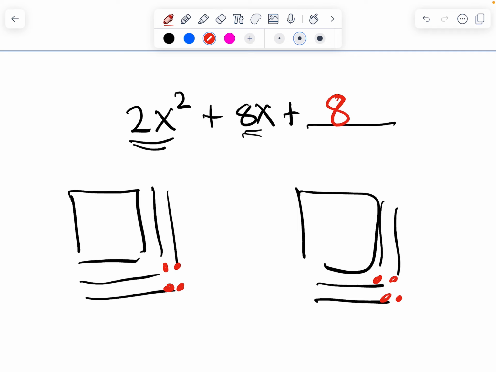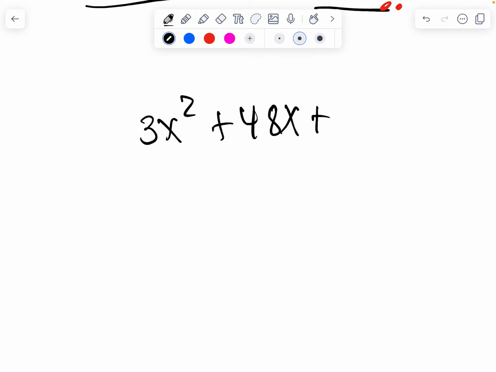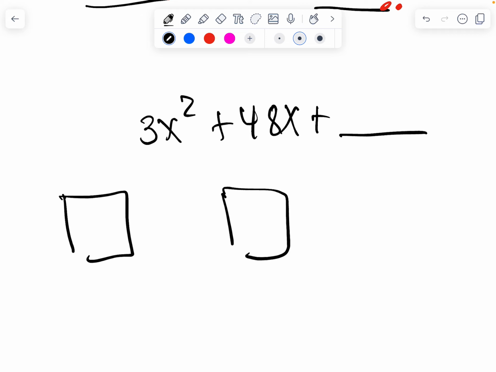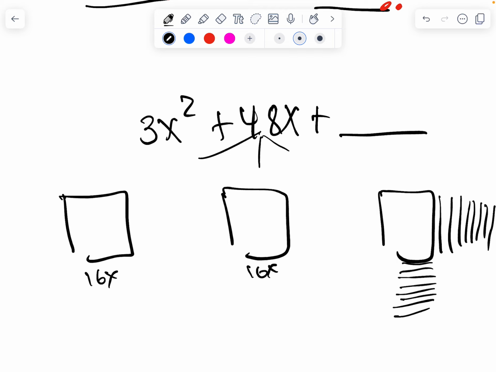Okay, let me do another example before I set you loose to do one. Let's say we've got 3x squared plus 48x plus blank. Okay, I've got three squares. 1, 2, 3. I've got 48 that I want to divide up between the 3. That means each of these gets 16x. Now these 16x's, we're going to put 8 of them here. 1, 2, 3, 4, 5, 6, 7, 8. And I start drawing dots.